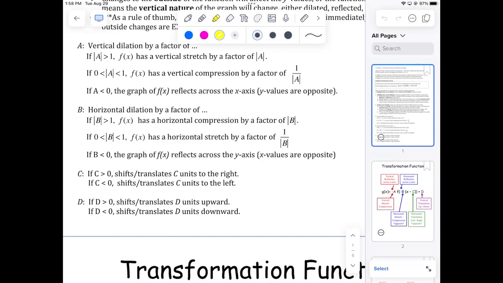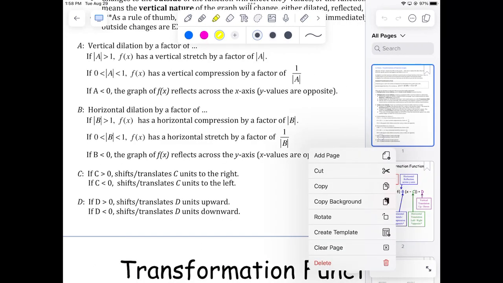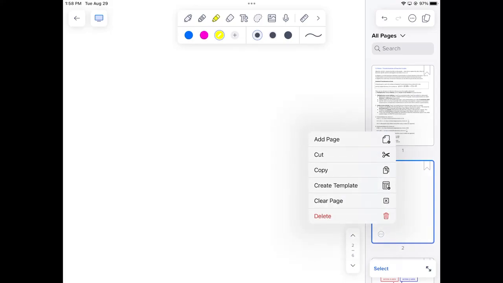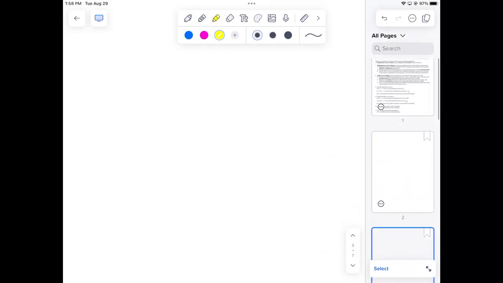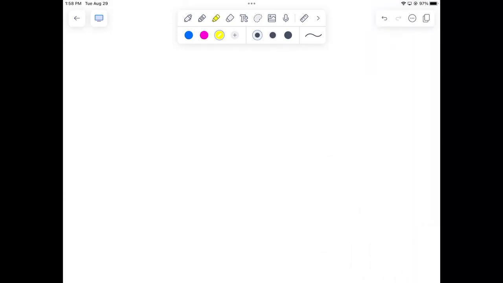What I'm going to do instead is I'm going to add a page. In fact, I'm going to add 2 pages if it'll let me. Yeah, there we go. I don't want to run out of room. We're going to look at each variable independently, okay?